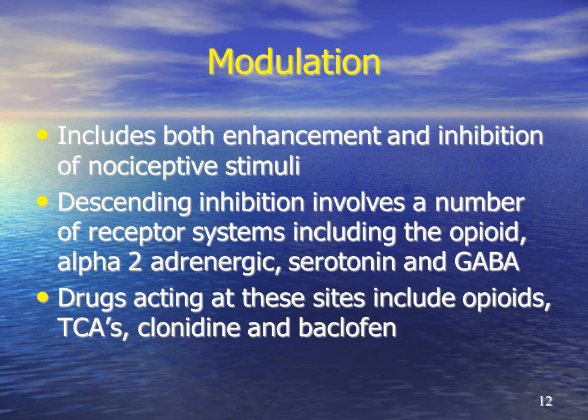The process of modulation includes both enhancement and inhibition of nociceptive stimuli. It's important to remember that there's not only pathways that head caudally, but also pathways that head in the other direction, in particular the descending inhibitory pathways. And this includes the opioid pathways and serotonin and alpha adrenergic pathways, and hence the use of particular drugs, including obviously opioids, but also the tricyclic antidepressant drugs, which have been used to try and help for pain for many decades.